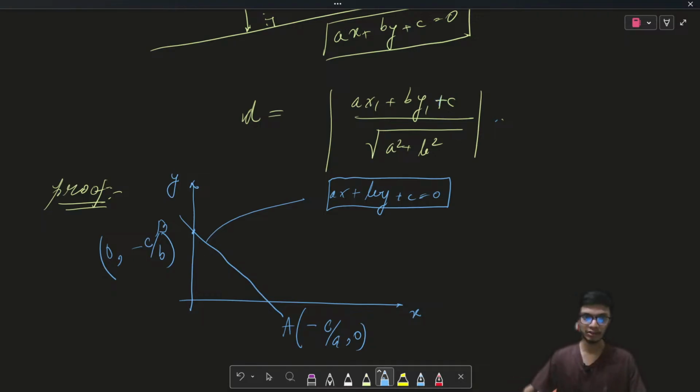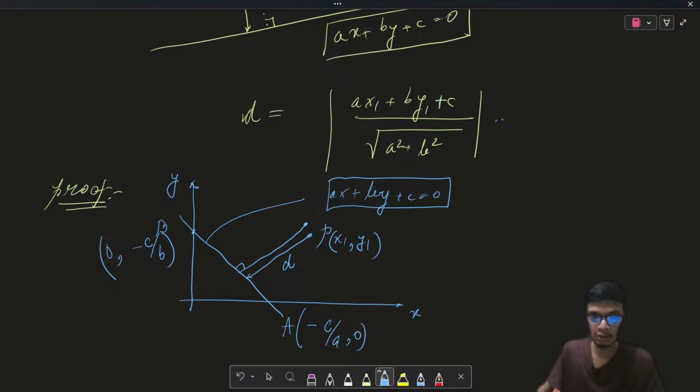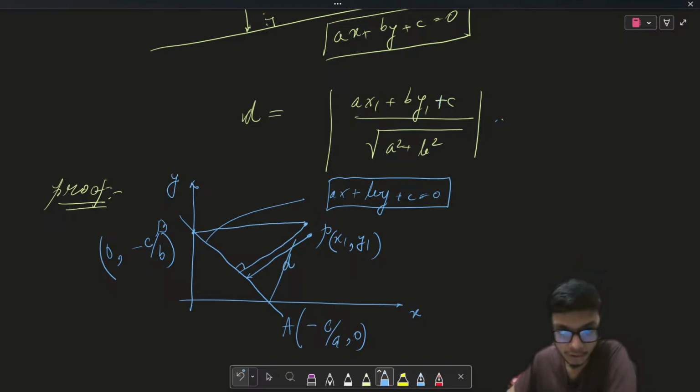Let us consider that this point P is somewhere over here, given as x1 comma y1. Our perpendicular distance is this particular distance, so this is my perpendicular distance d. Now if I form this triangle by joining these coordinates like this, the triangle over here is triangle PAB.